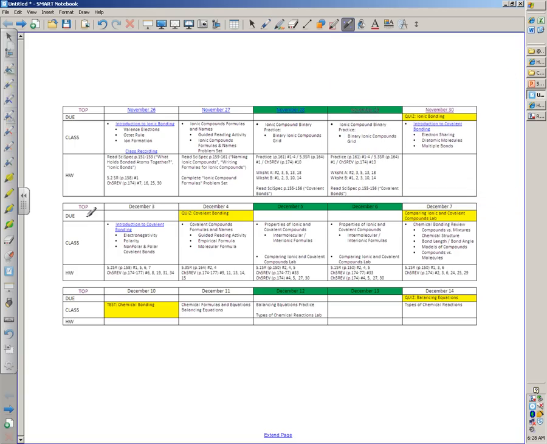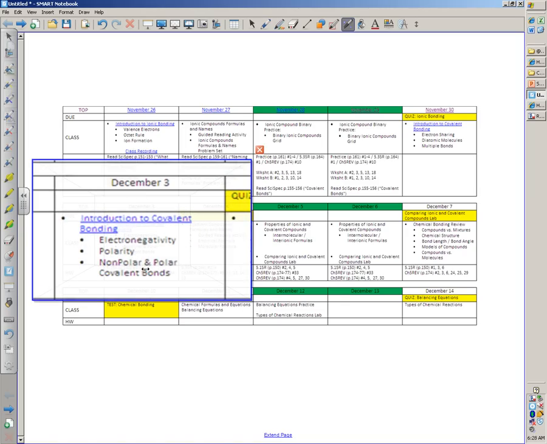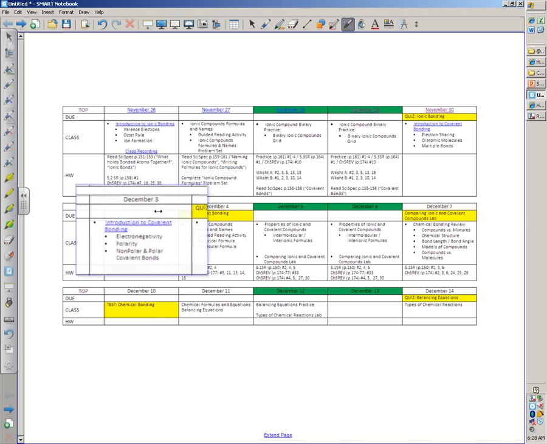On Monday, we will continue on with covalent bonding and talk about some of the ways that, even though we classify stuff as a covalent bond, there are some ways that they are different from one another. Certain covalent bonds are different than other covalent bonds, and we'll talk about why that is on Monday. We'll talk about electronegativity, polarity, and how that leads to nonpolar and polar bonds.